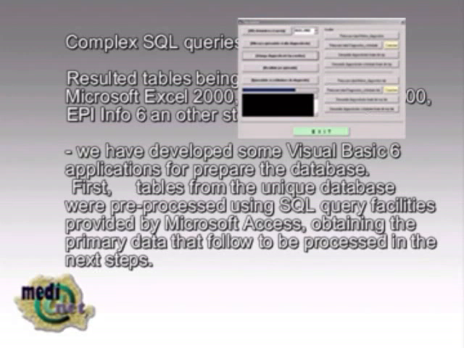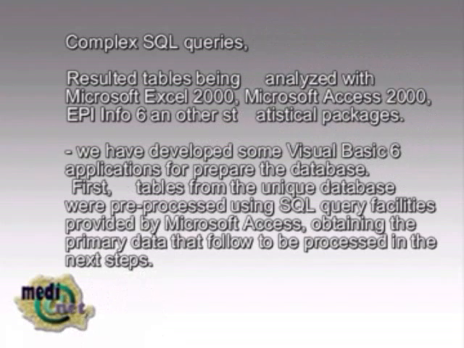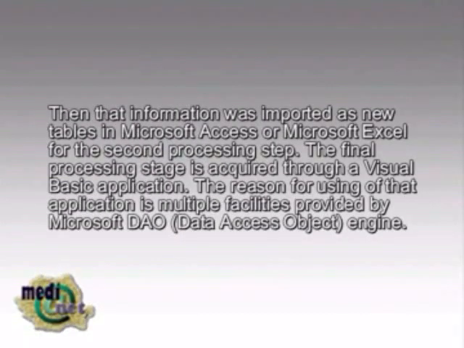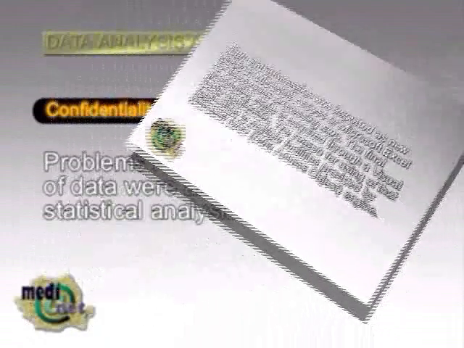First, tables from the unique database were pre-processed using SQL query facilities provided by Microsoft Access, obtaining the primary data that follow to be processed in the next steps. Then the information was imported as new tables in Microsoft Access or Microsoft Excel for the second processing step. The final processing stage is achieved through a Visual Basic application. The reason for using that application is the multiple facilities provided by Microsoft DAO, Data Access Object Engine.